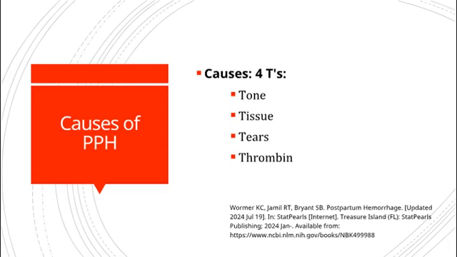Tissue refers to retained placenta tissue or retained amniotic membranes or retained clots. If the placenta and membranes are not completely removed, there can be heavy vaginal bleeding. Tears refers to perineal or vaginal or cervical tears that could be bleeding, as well as uterine rupture. Thrombin refers to a coagulopathy such as DIC that may be preventing the blood from clotting.